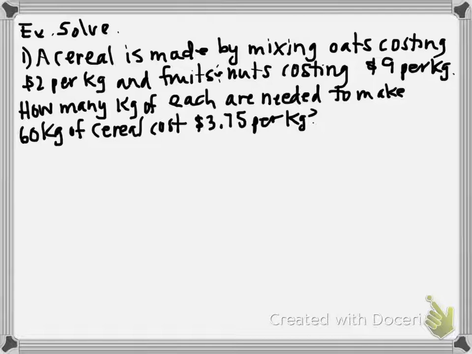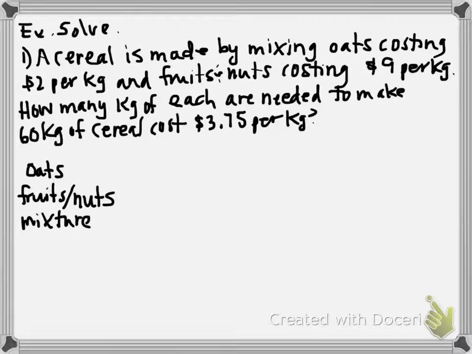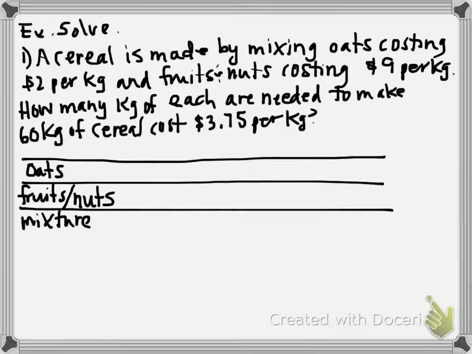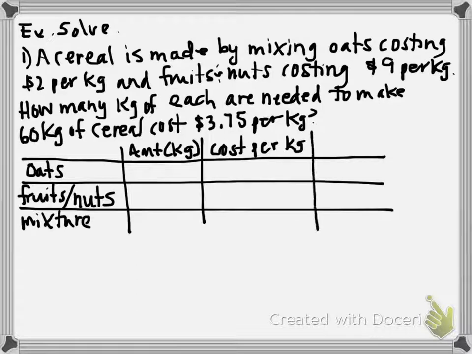So in our chart, our unknowns are going to be oats, fruits and nuts, and we're going to call the last guy mixture. And across the top, we're going to have amount, and in this case, we're measuring in kilograms. We're going to have cost per kilogram, and then we're going to have total. And then we just start putting data in that we find in the problem.